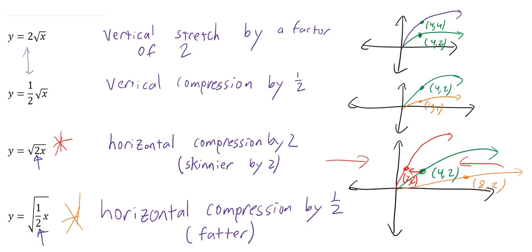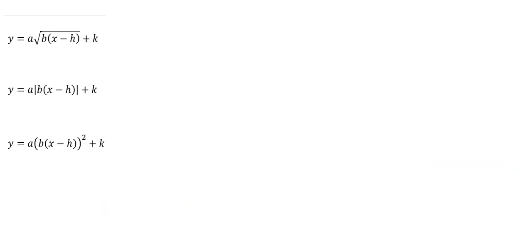I don't know if this is clear so far. Hopefully as I keep talking it gets clearer. So the general form, if we put together our shifts and our stretches, everything kind of looks like this. Where your options are, you could have a number multiplying on the outside. That would make it a vertical stretch by A. Multiplying the inside, that's a horizontal compression by B. Skinnier if B is a big number, fatter if B is a fraction. This shifts it right by H, up K, and that's true for all of them.